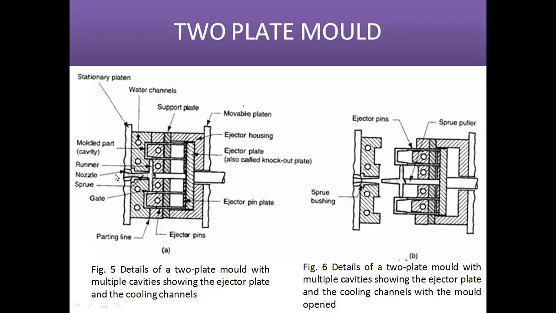Now from the nozzle, the plastic melt will pass through this sprue, then through this runner it enters the mold cavity. And at this portion there is a gate. So you can see in the two plate mold, the gate is attached at the side of the mold cavity. This is the molded part or mold cavity. At the side of the mold cavity the gate is situated, and through the gate the plastic melt enters the mold cavity.